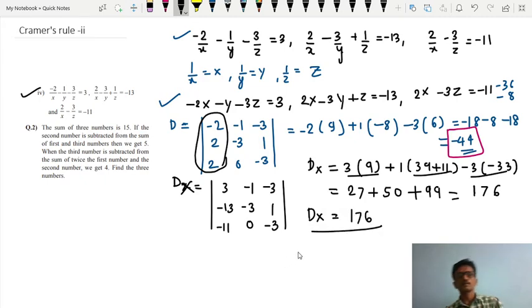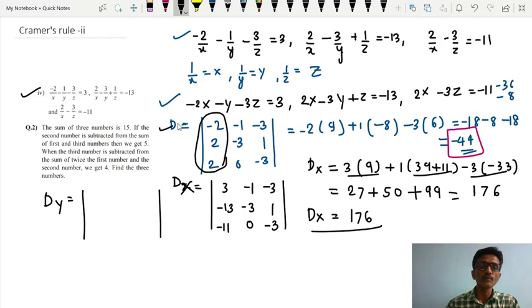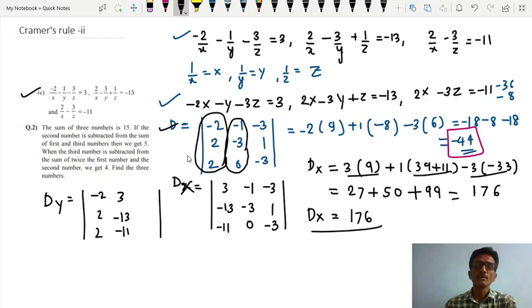You are getting dx. Then dy we will find. Yes students, dy. So how to get dy? Listen, dy is obtained from d by replacing the coefficients of y by constants. So it is minus 2. Coefficients of y we replace by constants, that is 3, minus 13 and minus 11. These are the constants. Look, 3, minus 13 and minus 11 are the constants.